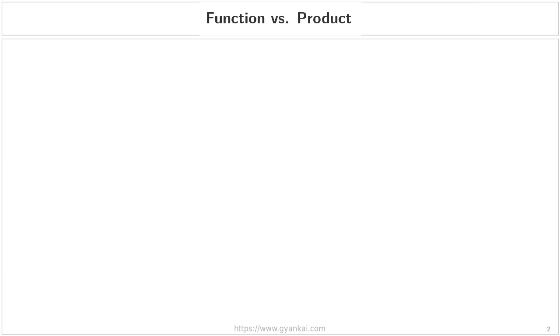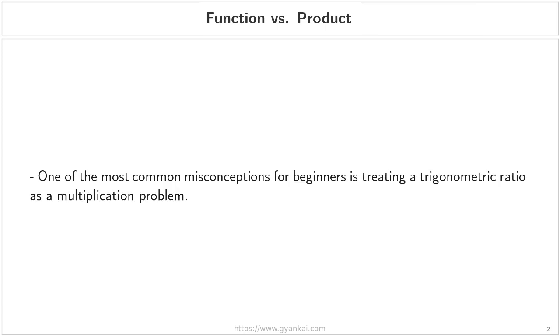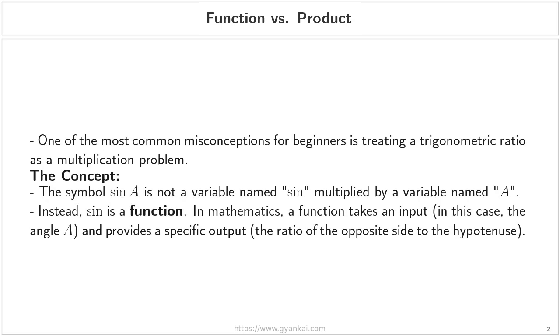Function versus product. Now that we've established that notation is the universal language of mathematics, let's dive into our first major hurdle. One of the most common misconceptions you'll encounter as a beginner is the tendency to treat a trigonometric ratio as if it were a simple multiplication problem. To clear this up, let's look at the core concept.